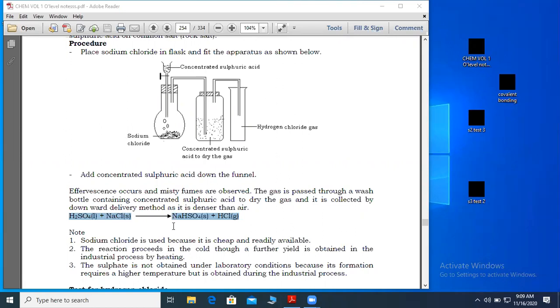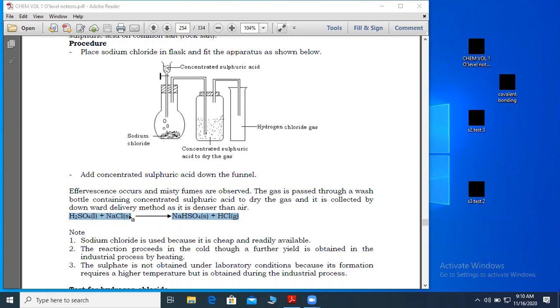And also hydrogen chloride is formed as a gas. So in this equation, there is no state of aqueous, because the sodium chloride we are using is solid, and the sulfuric acid we are using is concentrated, which means it will absorb water and there will be no water formed.